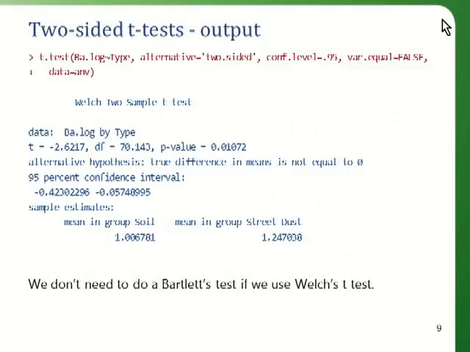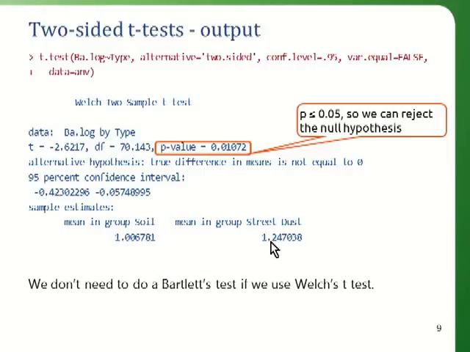And we get some output. Well, let's just go through that for a minute. The comparison is here, log barium by type, and here's our p-value, 0.01. So we can reject our null hypothesis that the two means are equal at the 95% level of confidence. And we also see that our 95% confidence interval for the difference between means does not contain 0, which also indicates that we have a significant difference at that 95% confidence level. And then the final piece of output is simply the two means.